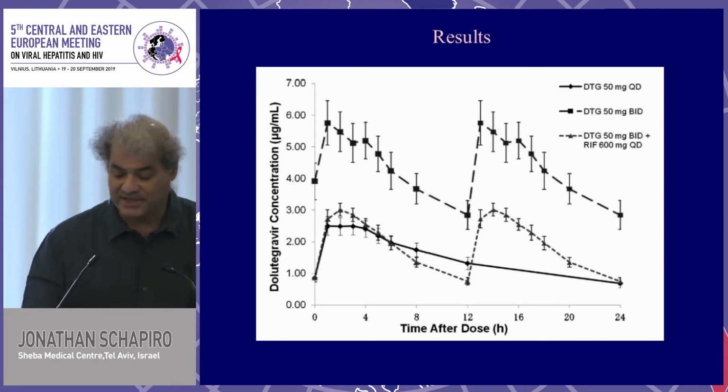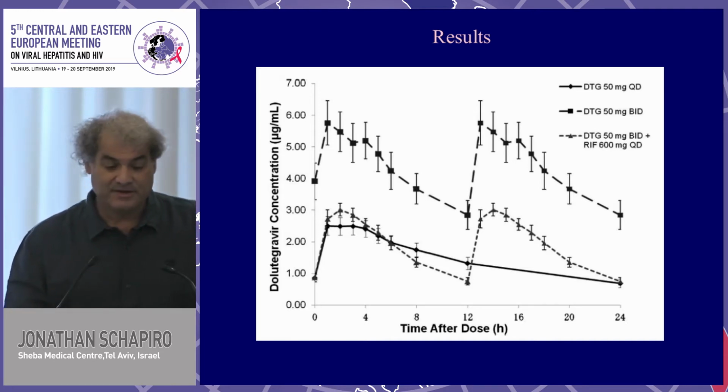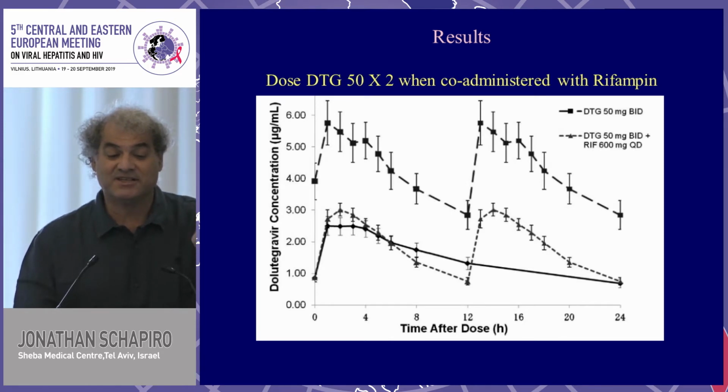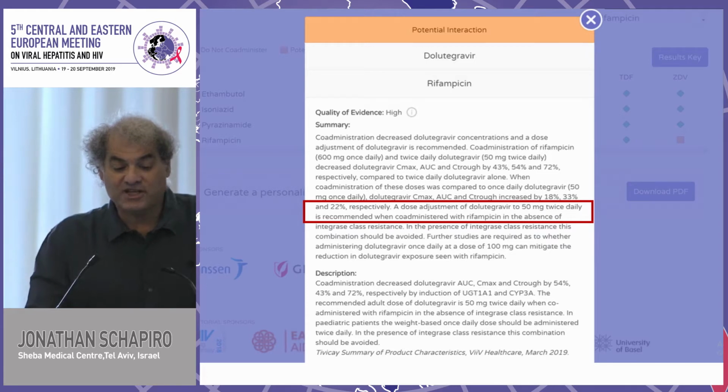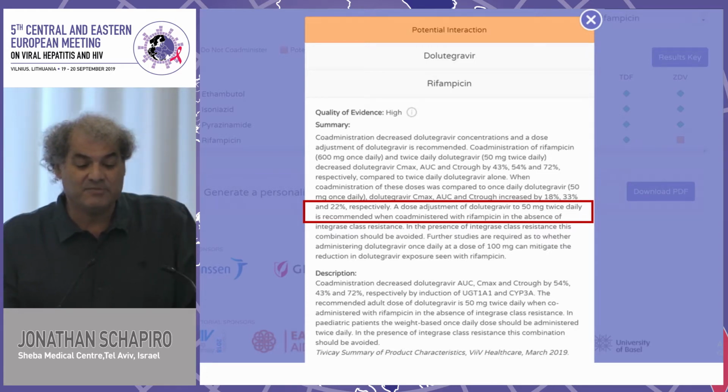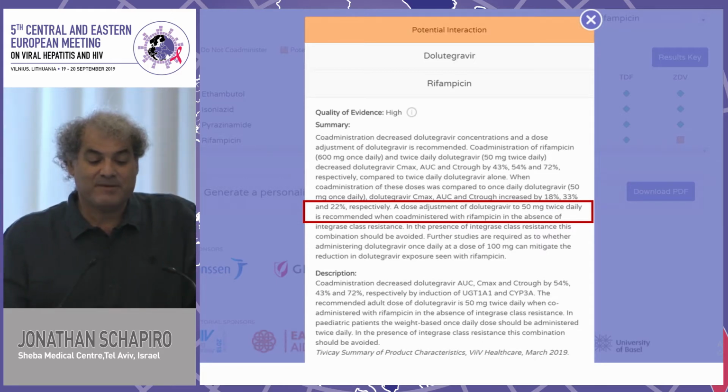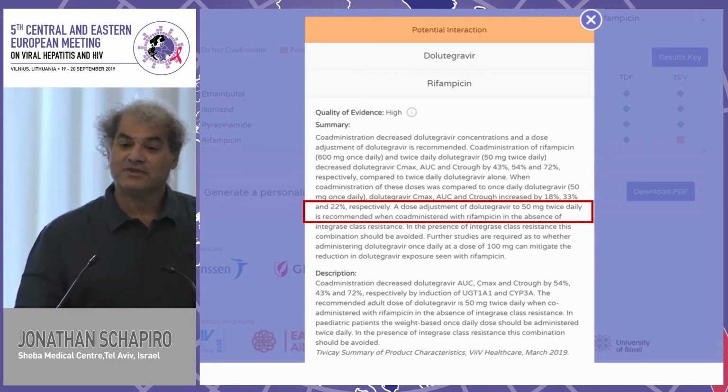But you can compensate. And we go back to the database, and that's what it's going to tell us to do based on this study. Here, a dose adjustment of dolutegravir to 50 milligram twice daily is recommended when co-administered with rifampicin in the absence of integrase inhibitor class resistance. So that's what we have to do.